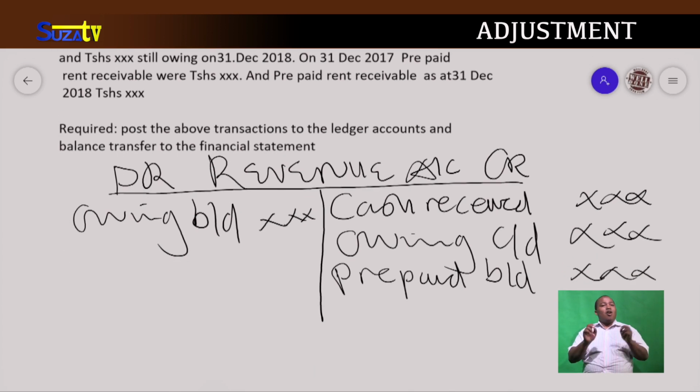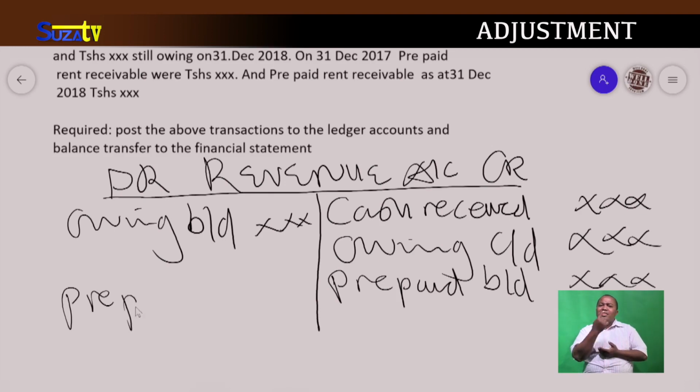Okay. Then the prepaid rent receivable at 31st December 2018 is Tanzania shillings X. This is a current prepaid. The current prepaid has already been recorded in the cash received. You put it on the debit side. You say that prepaid CD, it means current year prepaid.